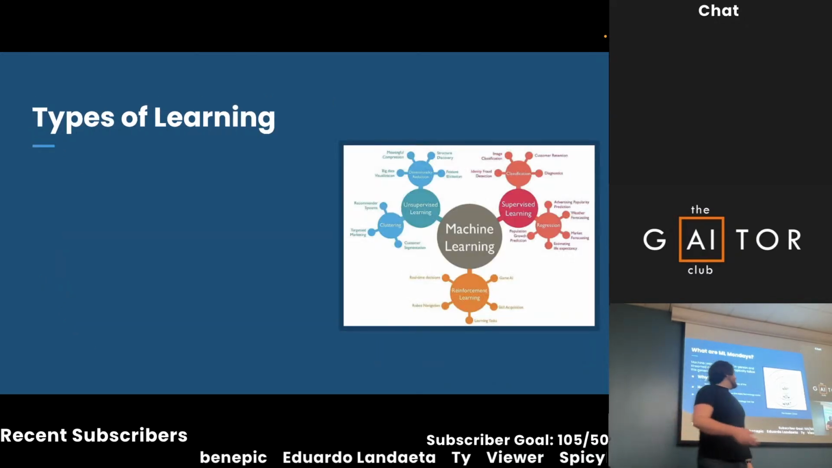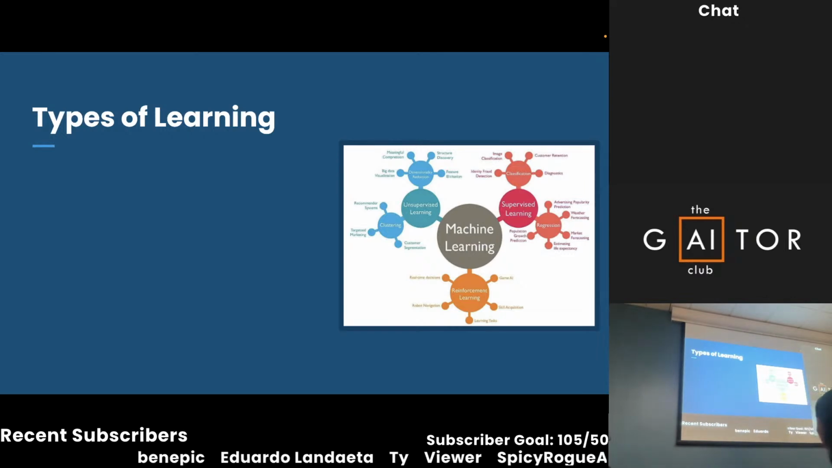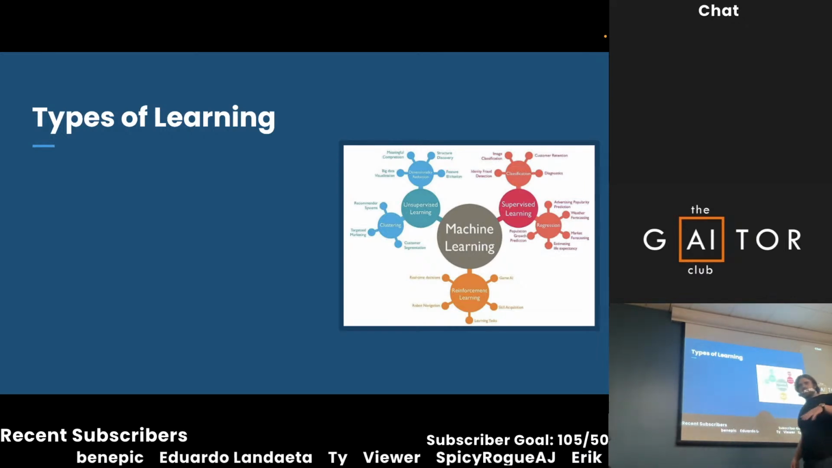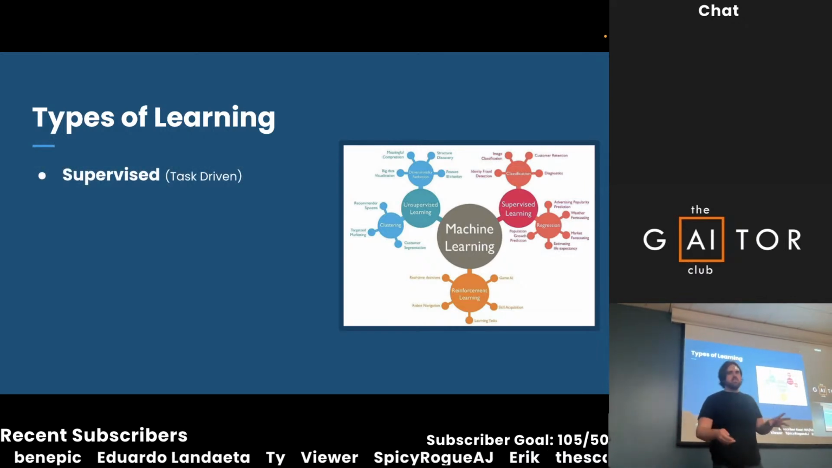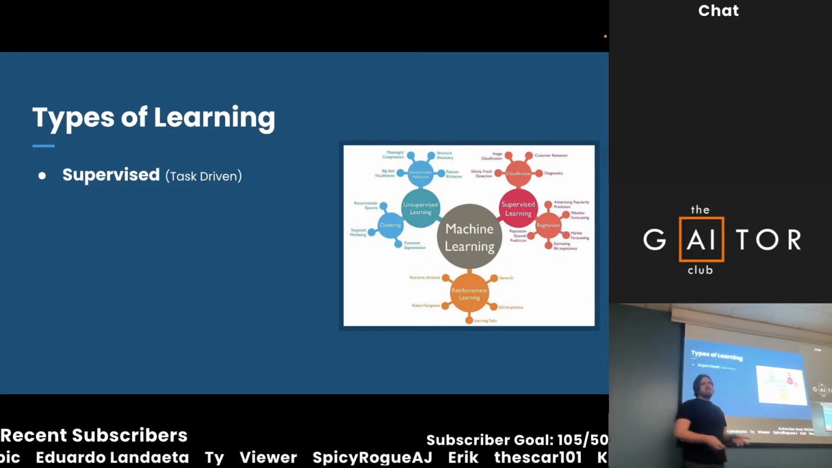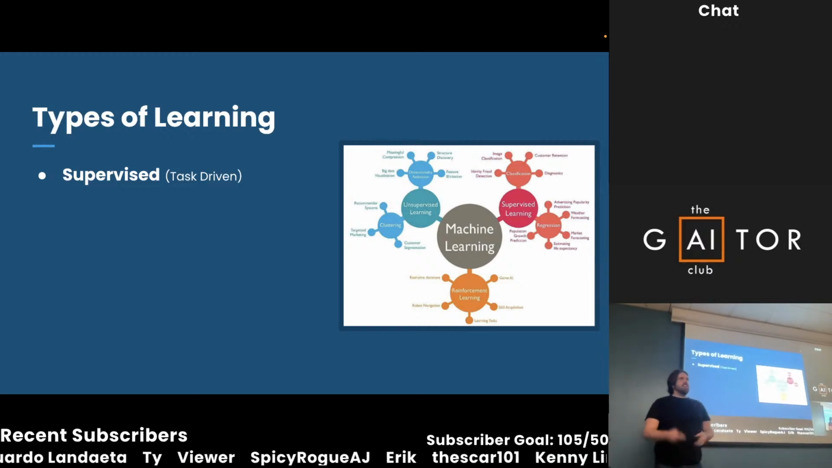So first, let's start off with the types of learning. The types of learning are generally described in three ways. The first is supervised learning, which is task-driven. Oh, you can't see it yet. I need to figure out the timing.